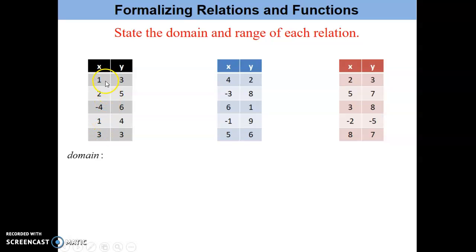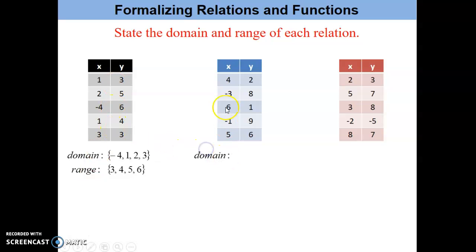Well, 1 was repeated. So again, if you remember, we're not going to repeat the number when we list the domain. So we have negative 4, 1, 2, and 3 as our x values. Our range, or our y values, will all be listed here. And so we have 3, 4, 5, 6 as our range for this first table.